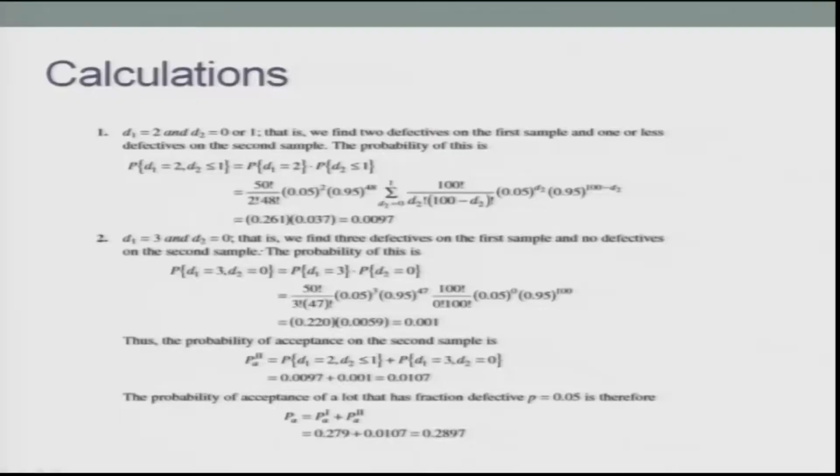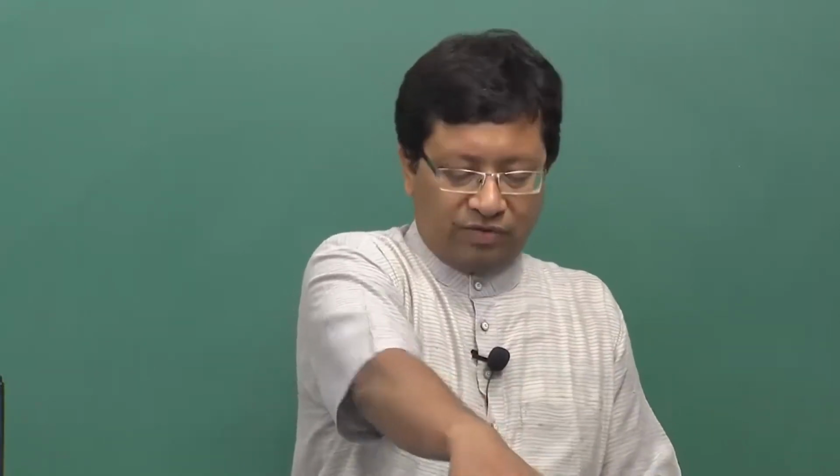So, D1 is 2 and D2 is 0 or 1, that is we find 2 defects in the first sample and 1 or fewer defects in the second sample, then the probability would be found accordingly. This would be a multiplication of probabilities, because they are independent of each other. What we find in the first lot would definitely have a consequence on the decision, but the calculations would be independent, because the probability of one lot does not affect the probability of the second lot and vice versa. So, you find out the probabilities.